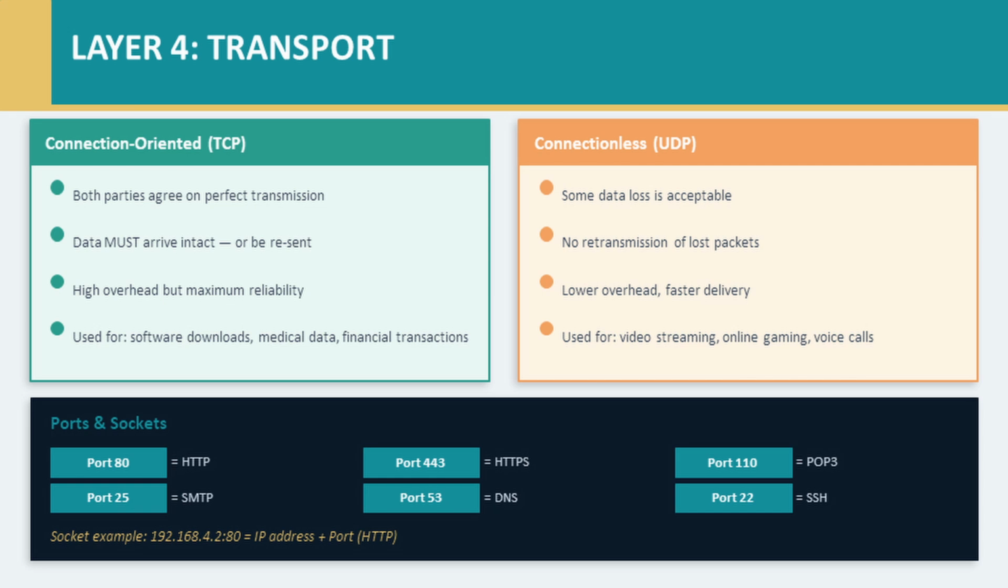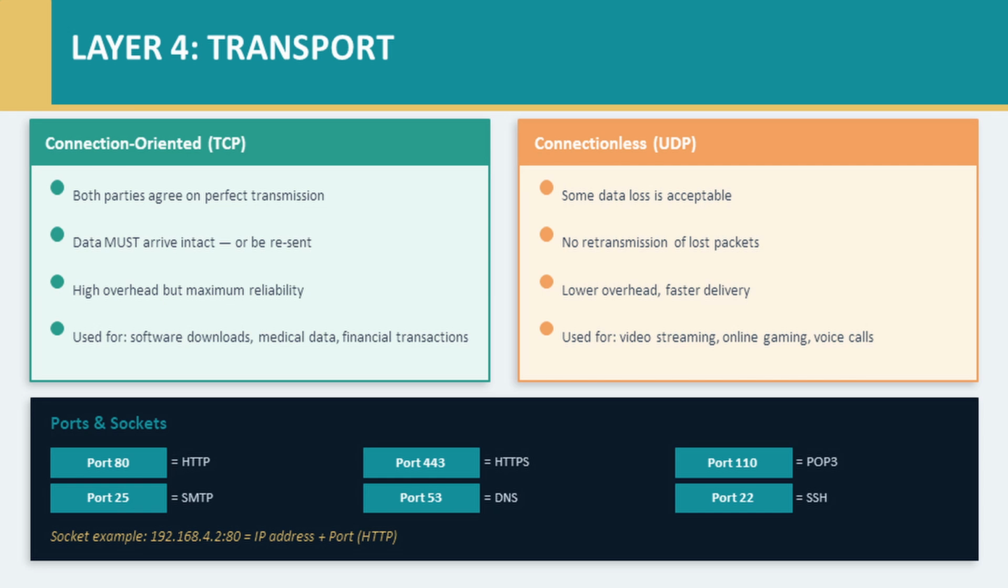Layer 4 is the transport layer, and it introduces an important decision. How reliable does the connection need to be? The transport layer supports two types of connections. The first is connection-oriented, implemented by the Transmission Control Protocol, TCP. In a TCP connection, both the sender and receiver agree that perfect, error-free delivery is essential. Every packet must arrive intact. If any are lost, they are retransmitted. This overhead is worth it for things like software downloads, financial transactions, or medical data.